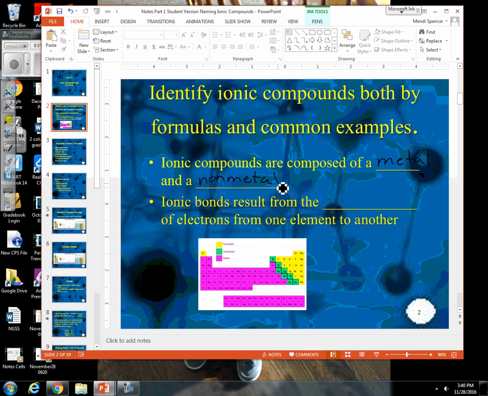Now, your second thing that we need to know about your ionic compounds is that when you form an ionic bond, that bond between the metal and the nonmetal, the electrons in that bond are being transferred. This means that they are not being shared. They are being donated from one element to a different element.